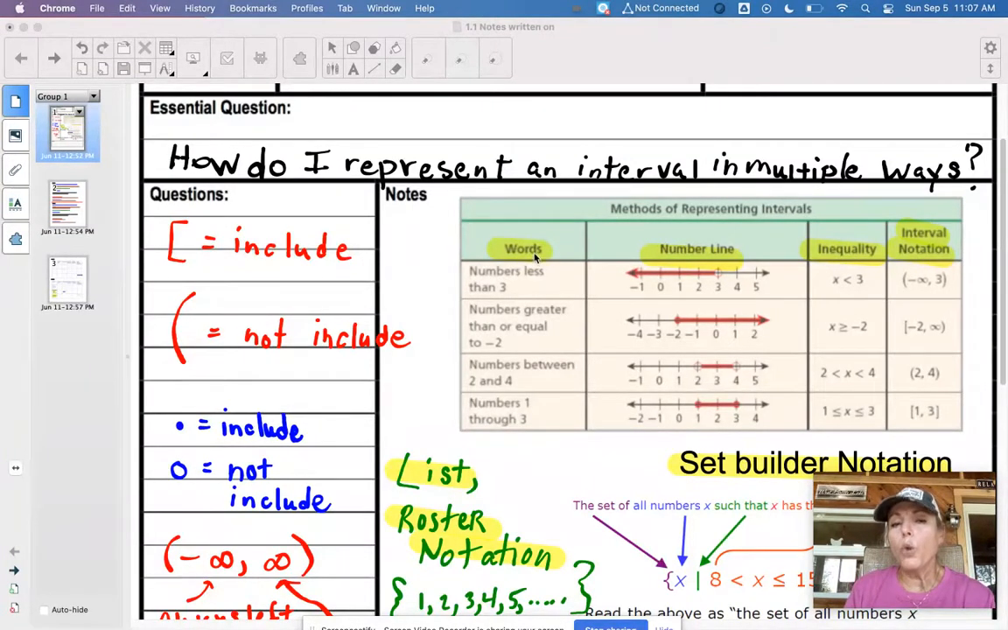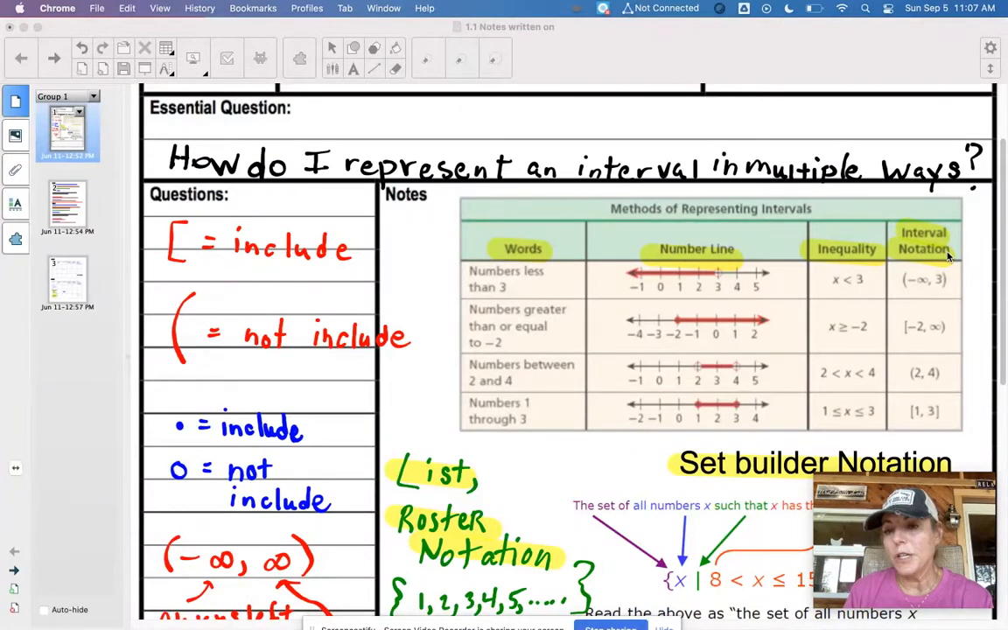If you're talking about words, obviously you're writing words. So let's look at this first row. Numbers less than 3. How that's represented on a number line is an open circle on 3 and the arrow pointing to the left. In inequality notation, the variable is on the left and it's x less than 3. Not less than or equal to, just less than. And that's another thing I didn't write down over here, but I will emphasize right now. If it's an open circle, that's less than. If it was a closed circle, it would be less than or equal to.